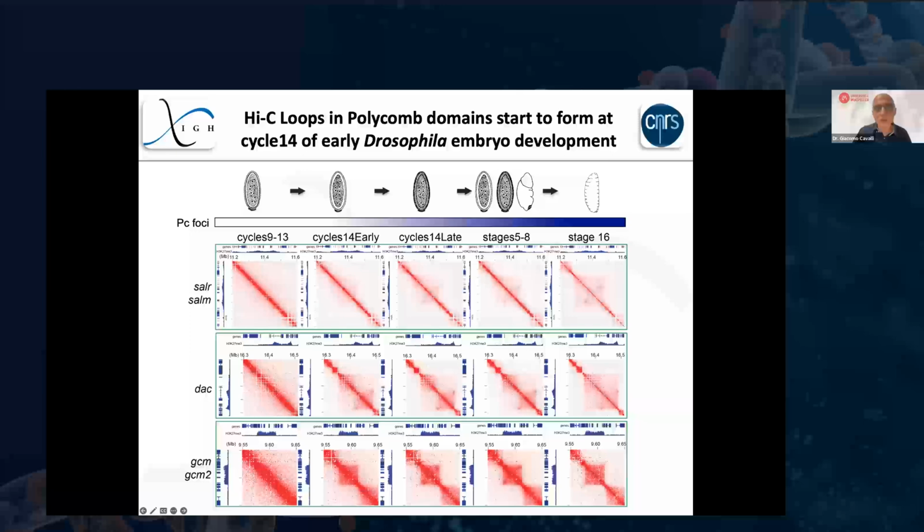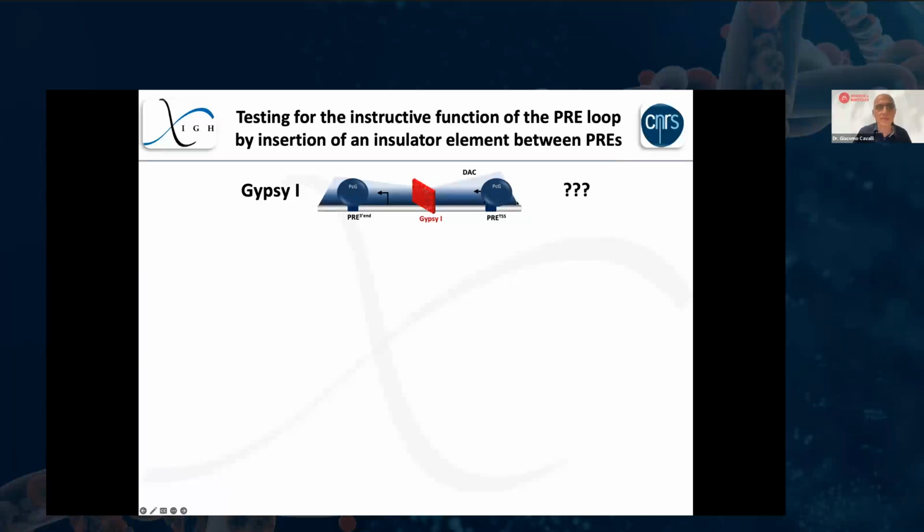So what can we do to perturb the formation of these loops? Well, what we did was to insert, between two binding sites that are spaced here about 60 kb apart, a barrier, a strong insulator that binds a DNA binding protein called Suppressor of Hairy wing. It's not a direct homolog, but it works in a similar way to CTCF.